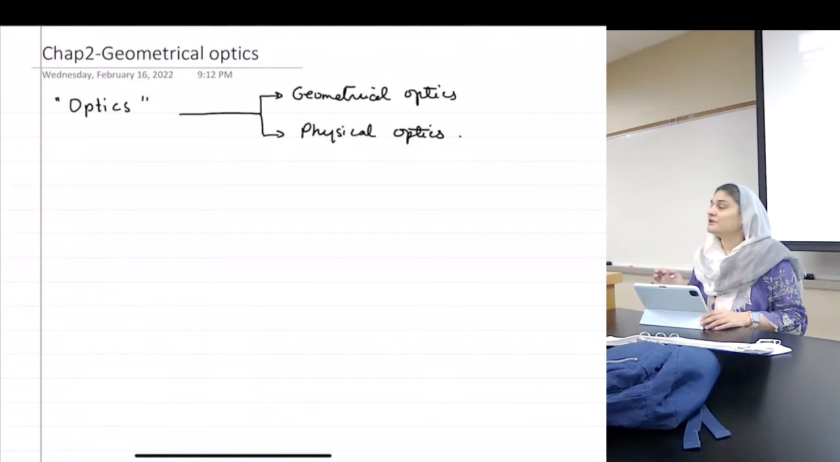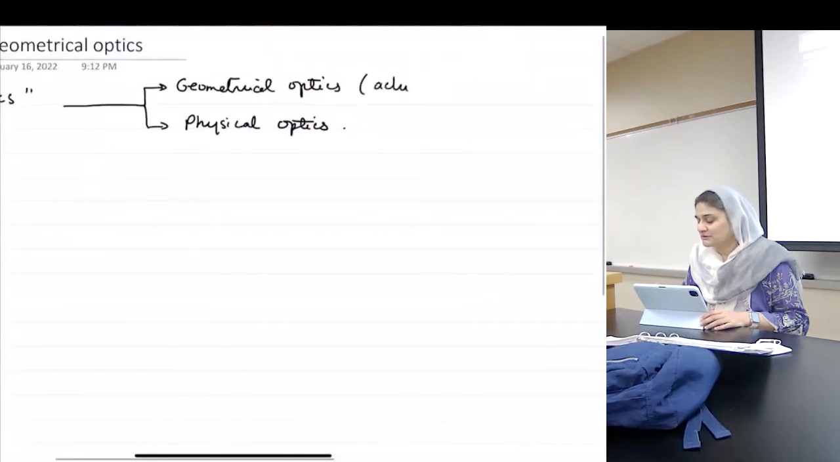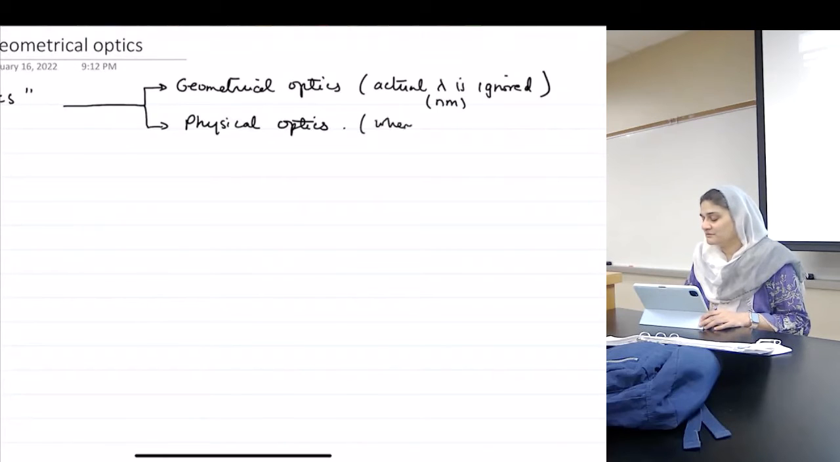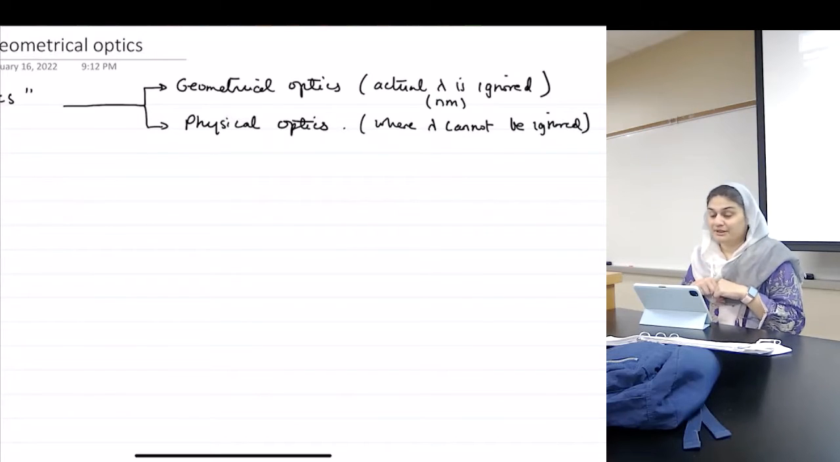Okay, so geometrical optics is the one where the actual lambda is ignored, right? What is the actual lambda? In nanometers. Whereas physical optics is where lambda cannot be ignored. So in the first case, I will be looking at geometrical optics.